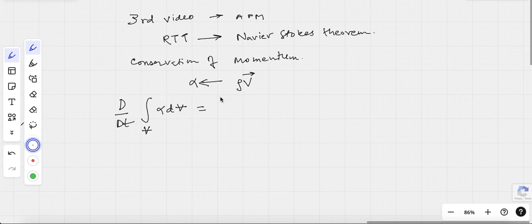This is the Eulerian term in the Reynolds transport theorem. The right hand side is the Eulerian term. This is the Lagrangian term, right? This is the right hand side. This is the temporal term, and this is the flux term, right? Written with the divergence symbol.